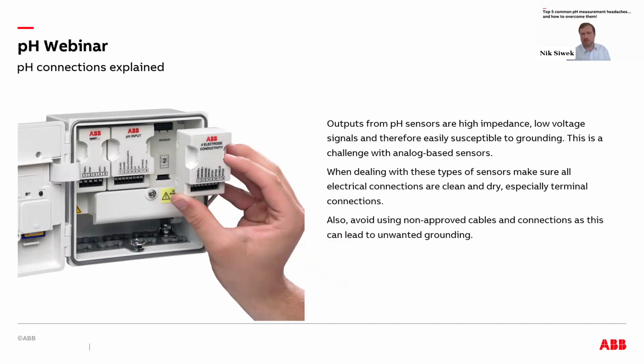So always ensure you check your transmitter connections, make sure they're clear of rust. If there is any rust, obviously replace the terminals if you can, and always ensure your connections between your sensor and extension cable are protected from moisture. And again, this is more of an issue with analog type sensors.